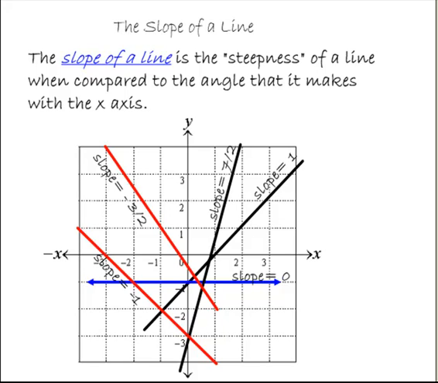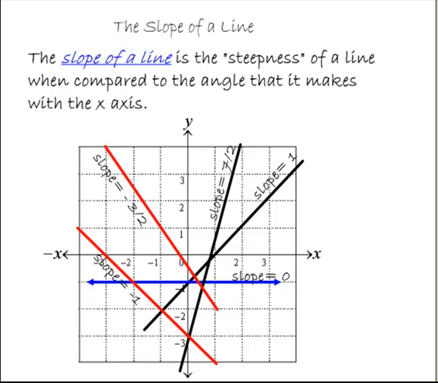The black lines have positive slope. The red lines have a negative slope. And the blue line has a slope of 0. For the black lines, as you move from left to right, the y values get larger. For the red lines, as you move from left to right, down the line, the y values get smaller. And for the blue line, as you move from left to right, notice that the y values don't change at all. The y values are always the same. And that particular line has a slope of 0.